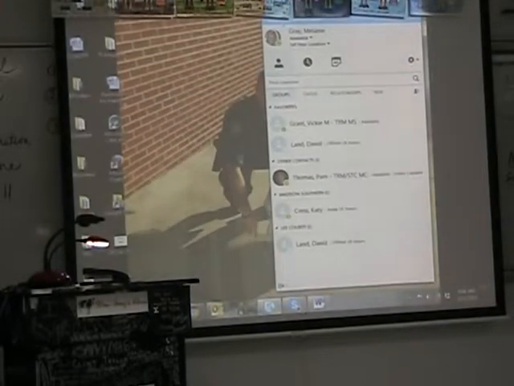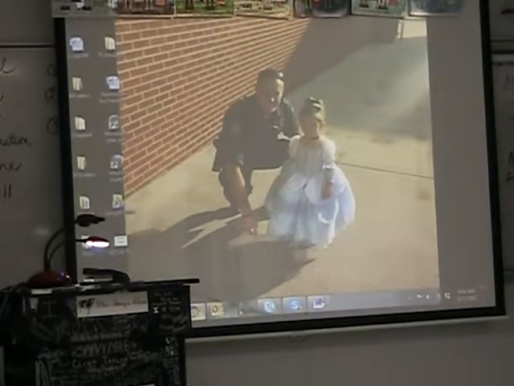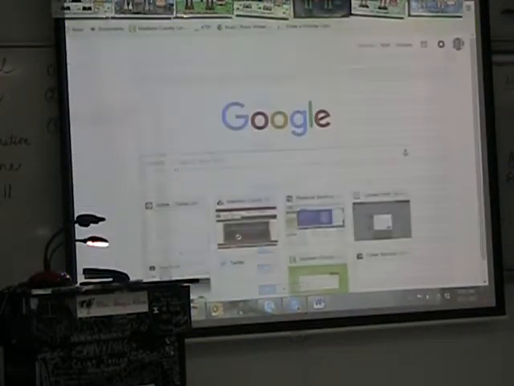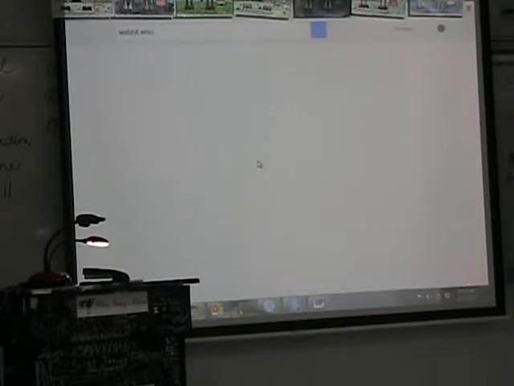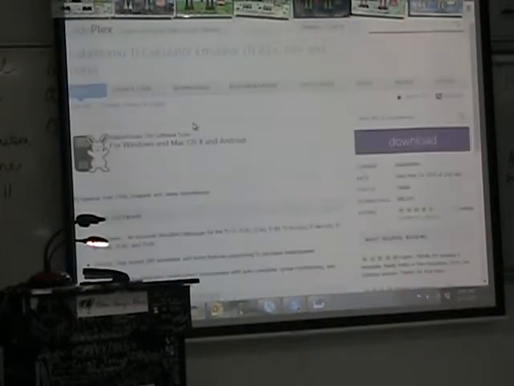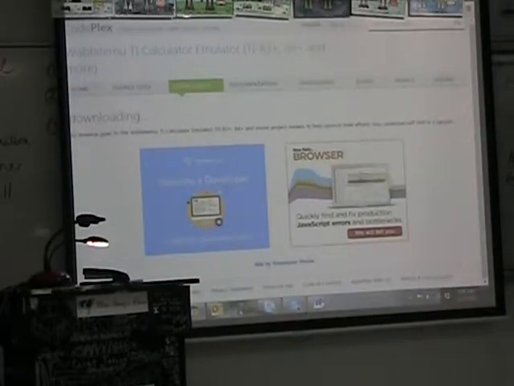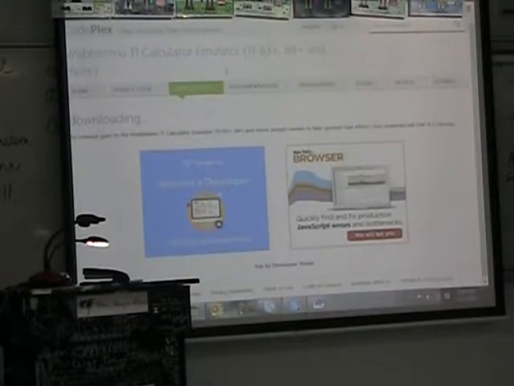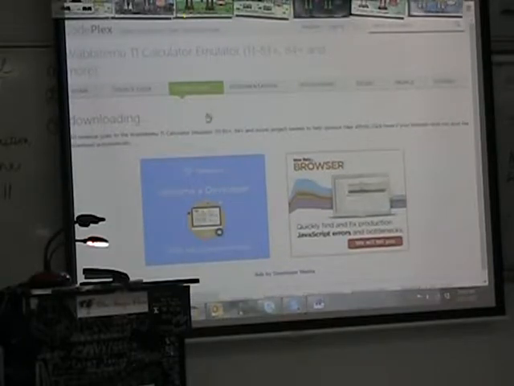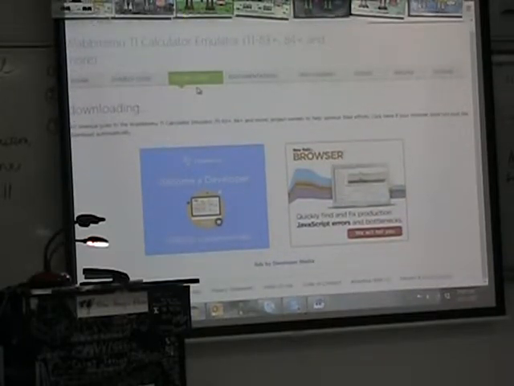I'm going to pull up my 84 here. While you're typing in those two functions. What was the second function? I didn't get to finish writing it down. Negative x squared plus 2x plus 3. Okay, thanks.